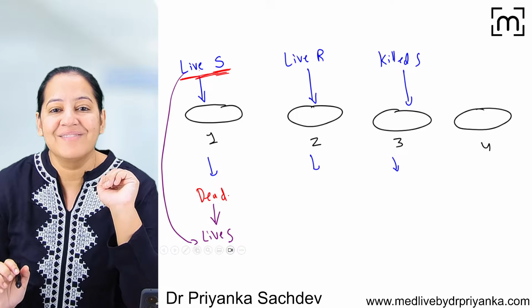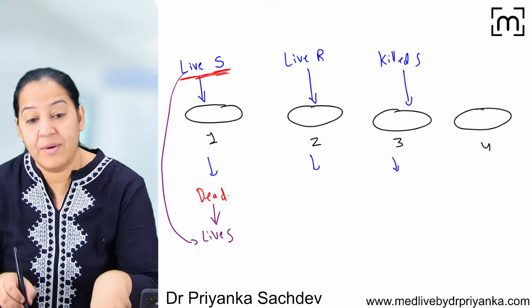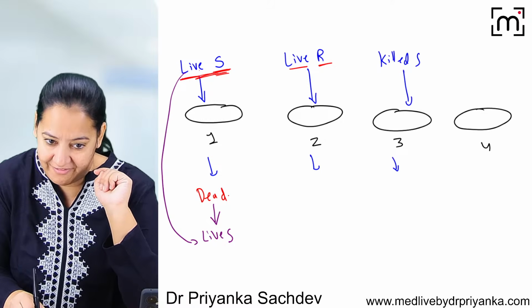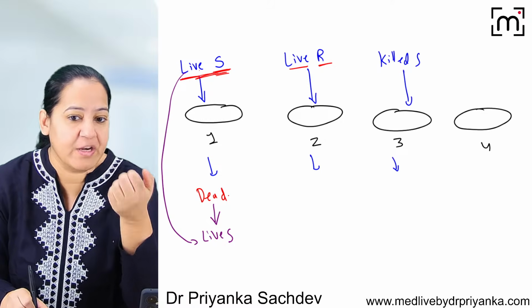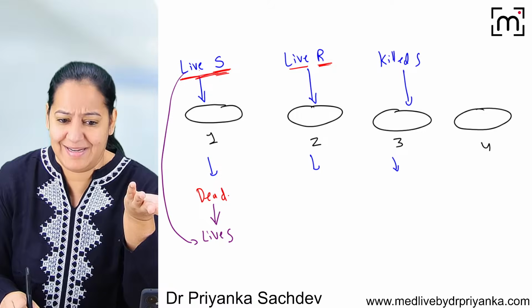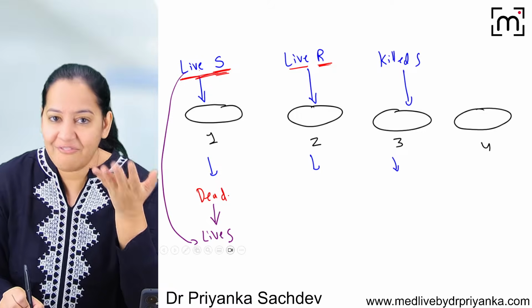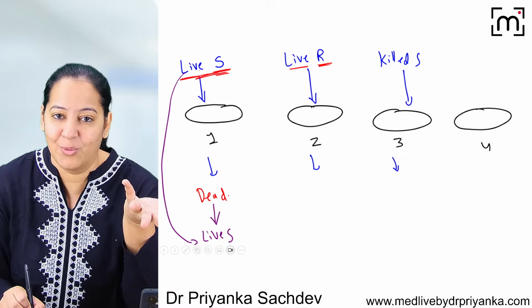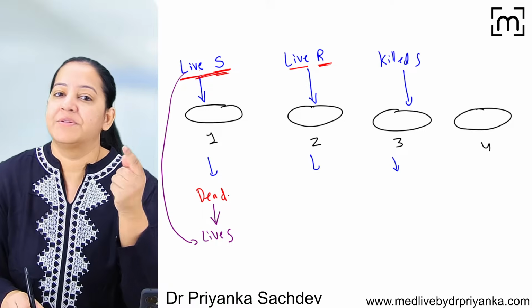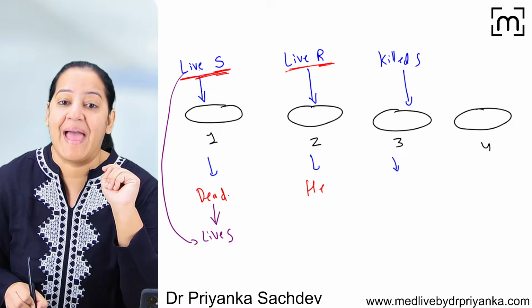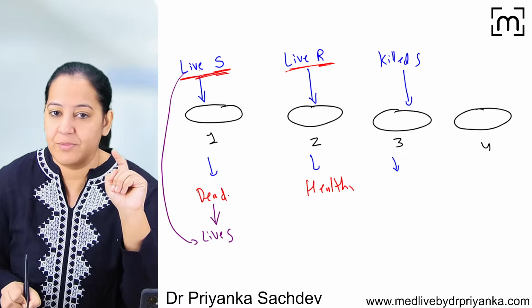What about the second mice? In the second mice, you are injecting R. Although it's a live bacteria, and live bacteria can cause the disease, it's non-capsulated. The R one is the rough one. Rough one is non-capsulated. It doesn't have any capsule. It is avirulent. So it does not cause any disease, and this mice will be healthy even after injection.